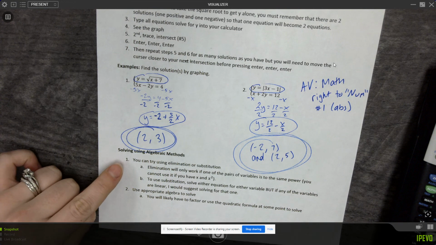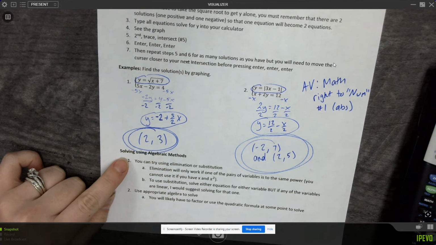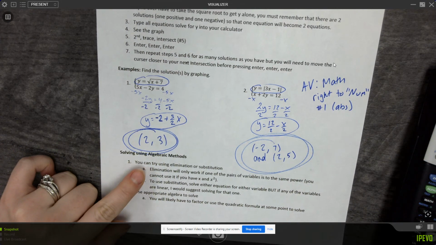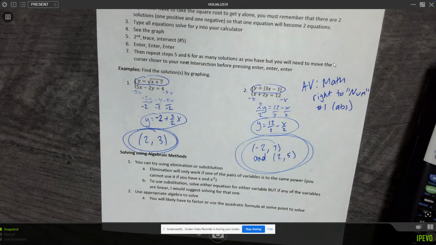So, algebraic method. You may use elimination or substitution. However, elimination only works if you have pairs of variables that have the same power. So if you have an x and an x squared, you can't eliminate those. That's not possible. So for most of these, elimination is not actually going to work. I will show you some examples where you can. Substitution is usually going to be the better choice.